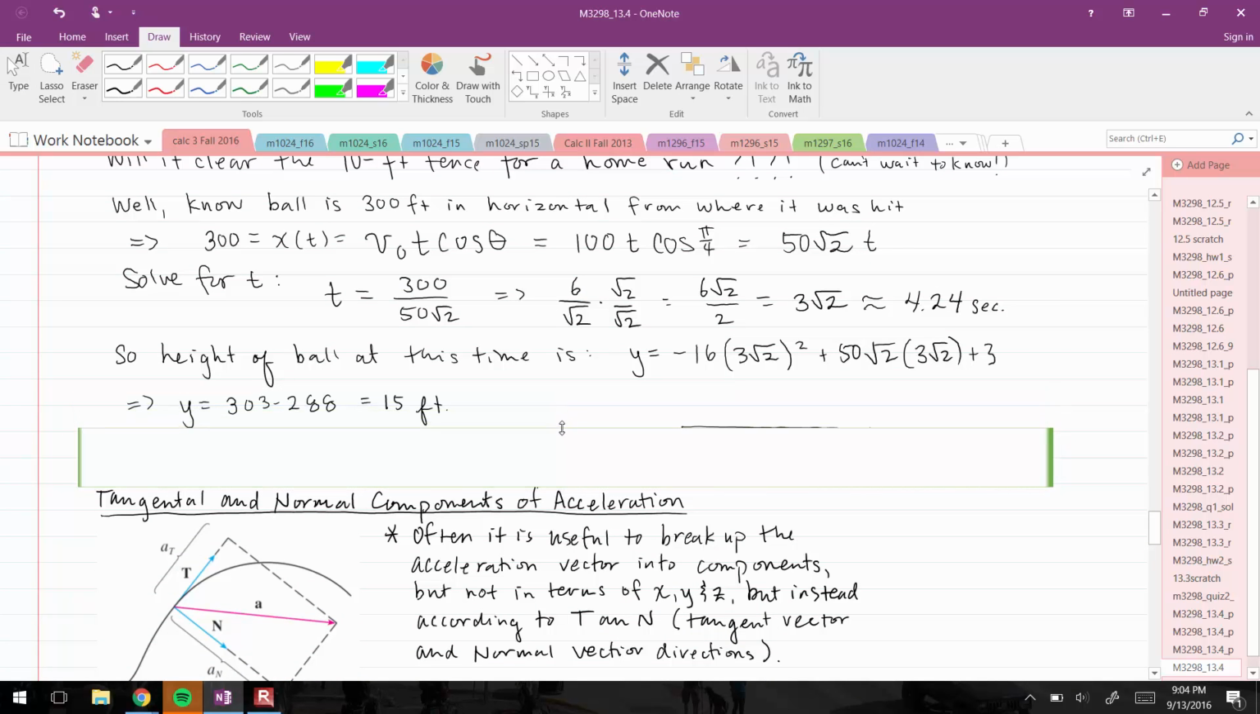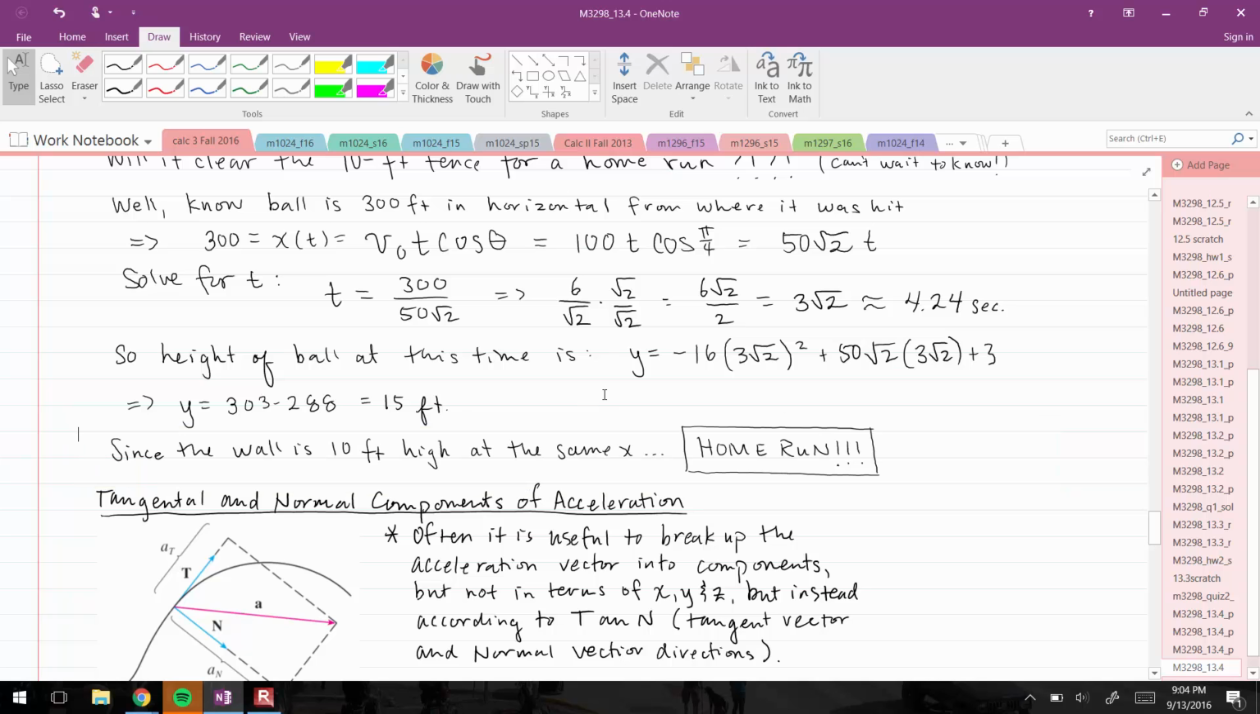Ooh, look at this. We go down to the final calculation. We get 15 feet. So we can celebrate, it was a home run since the wall's 10 feet. That's where I'll stop this recording. We got one more to go.